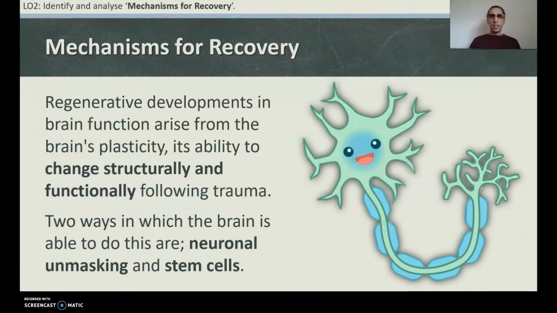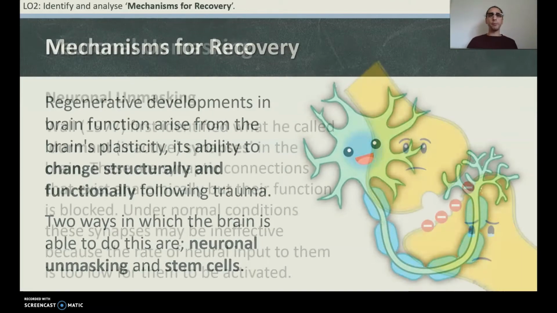Regenerative developments in brain function arise from the brain's plasticity, its ability to change structurally and functionally following trauma. Two ways in which the brain is able to do this are neuronal unmasking and stem cells. We're going to have a look at what those two are now.